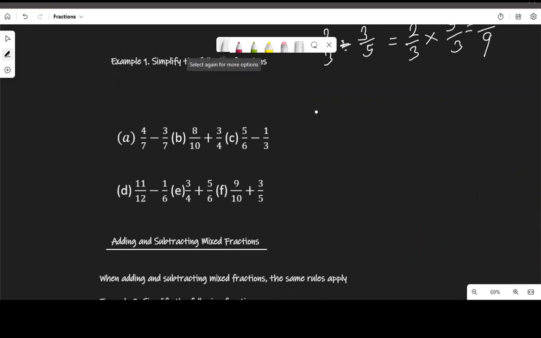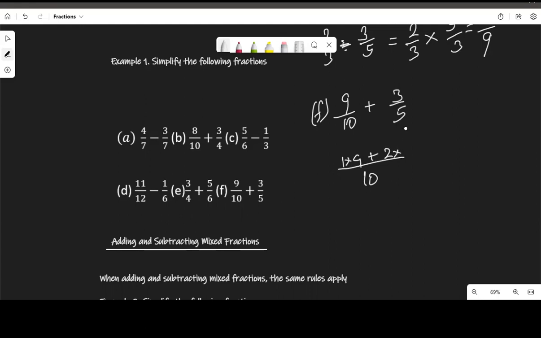Lastly, question F, I have 9 over 10 plus 3 over 5. Again, the denominators are not the same, so I'll look for the LCM of 10 and 5, the smallest number that divides 10 and 5, which is 10 itself. 10 divided by 10 is 1. Multiply that 1 by 9, plus 10 divided by 5 is 2.